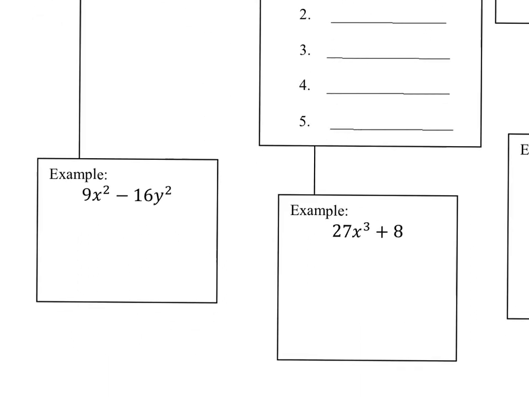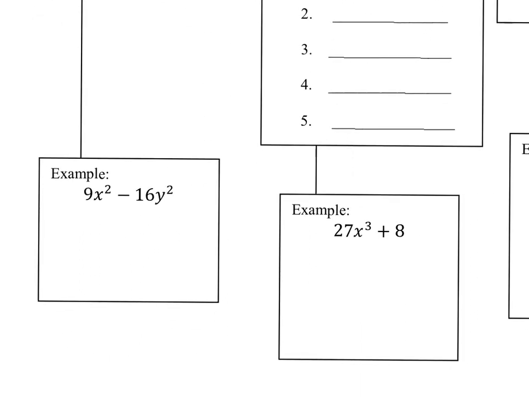So let's take a look at our example. So if we take a look at our example, notice 9 and 16 are both perfect squares. So if I take the square root of both of those, I'm going to get 3x plus 4y, and then you have to have another one that's exactly the same except it's subtraction. And then we're done. That's our final answer.